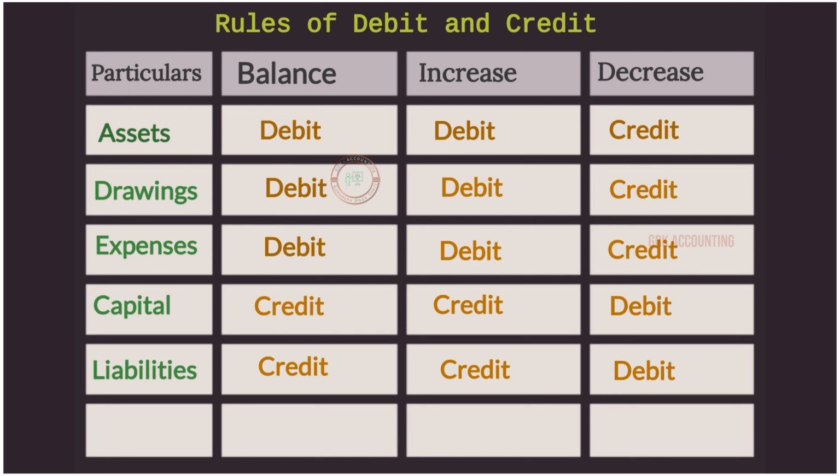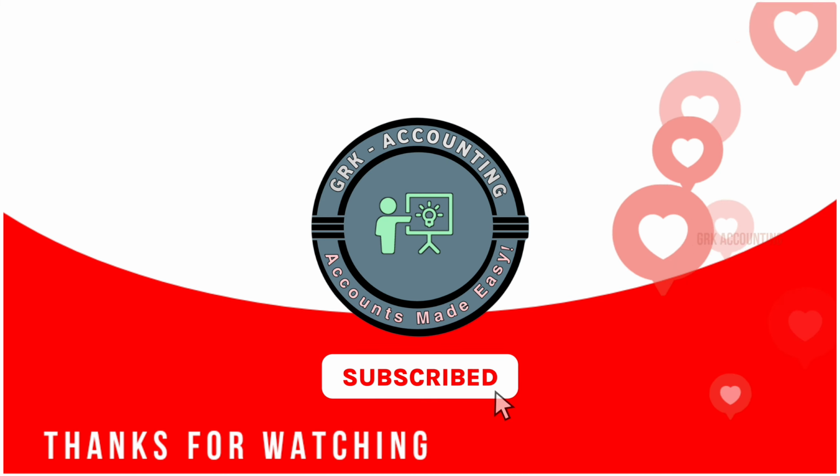Now we discuss revenue. Revenue means income. As per our DEALER concept, revenue will always have a credit balance. If we generate profits, if we generate revenue, it will increase, so we will be crediting. If there is any loss, it will be debit. So I hope everyone is clear with the rules of debit and credit.